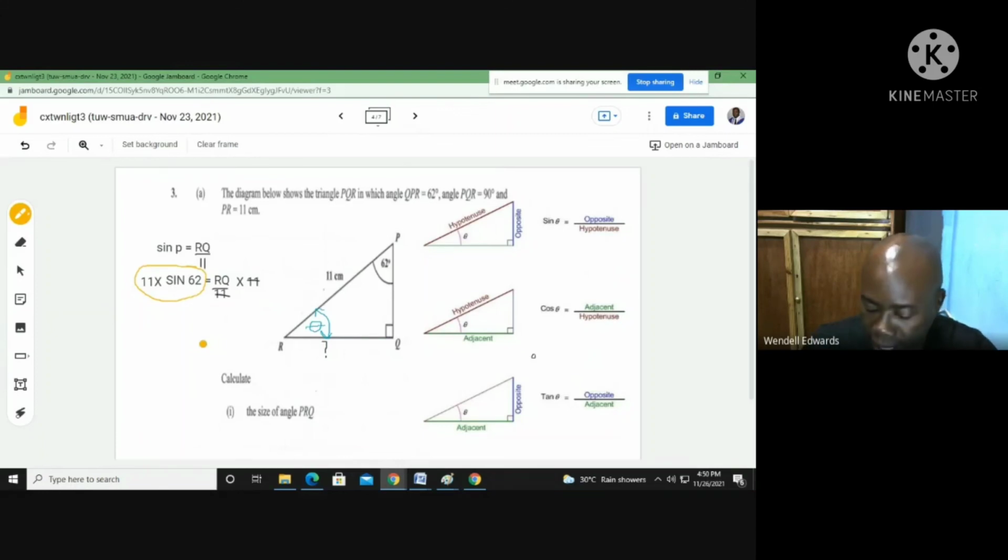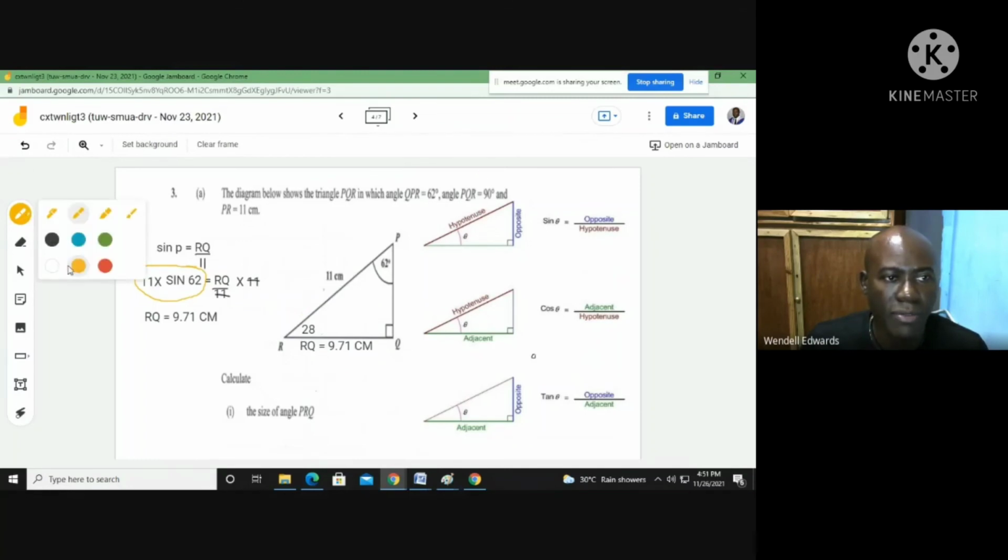So, we're getting 9.71. All right, so our final answer is that RQ is equal to 9.71, and this is centimeters. All right, so there it is. We have our answer. In solving our triangle here, that's the length of that side. All right, so there it is. We have solved this right angle triangle here.